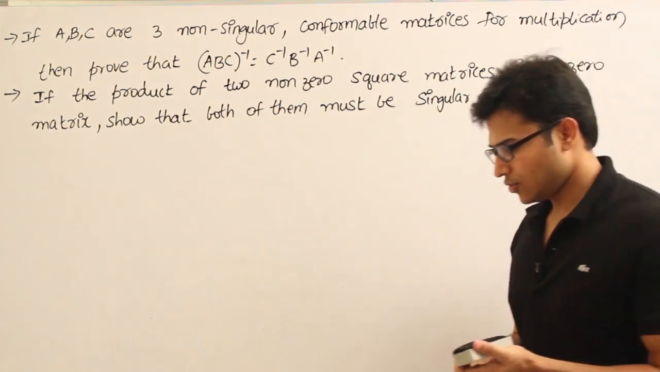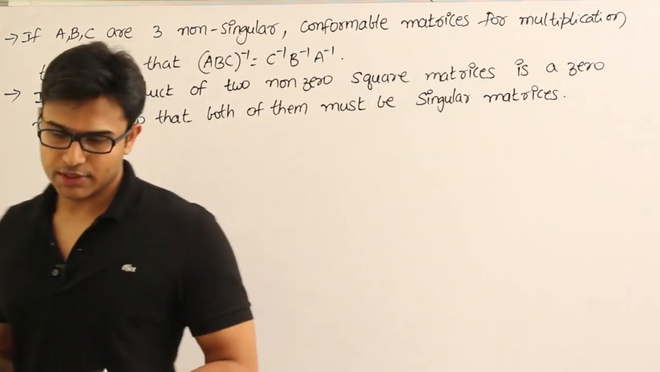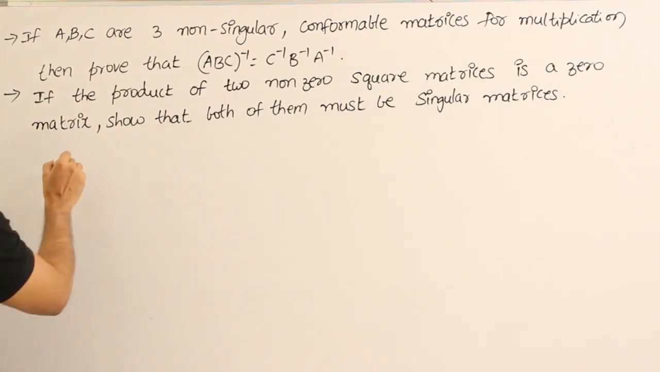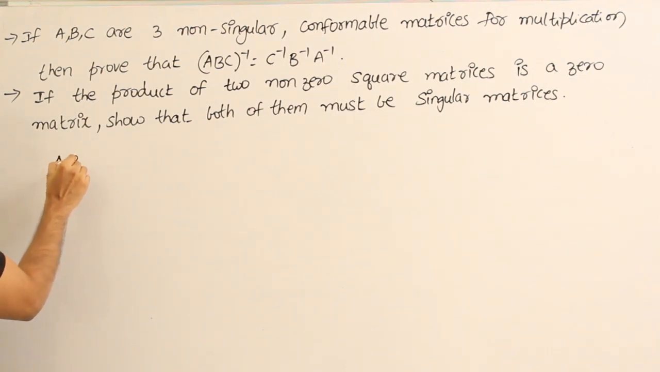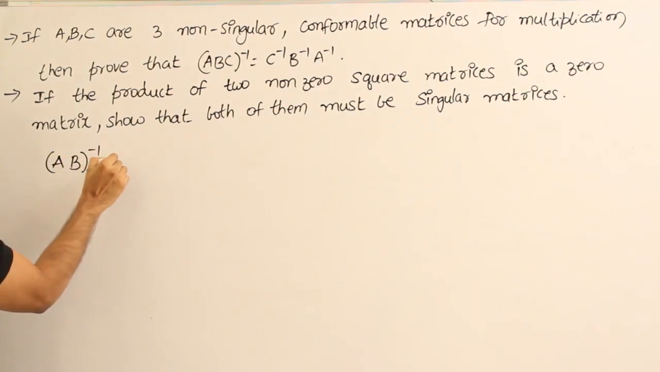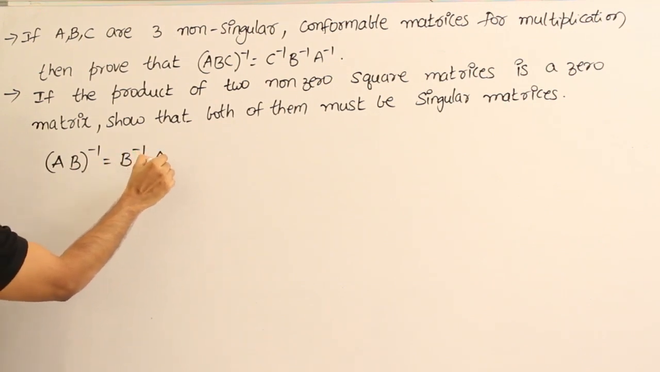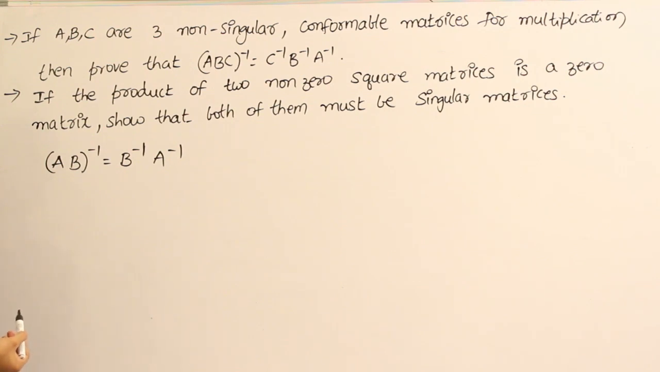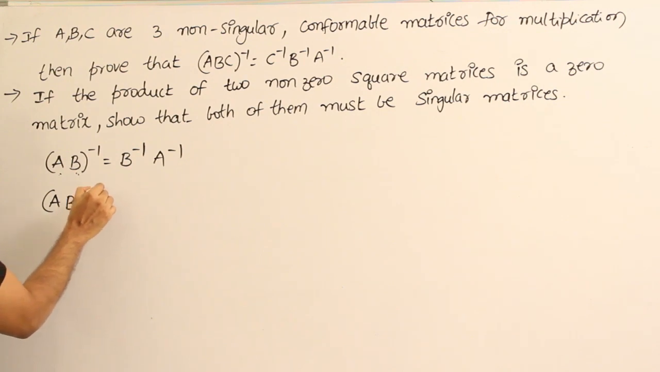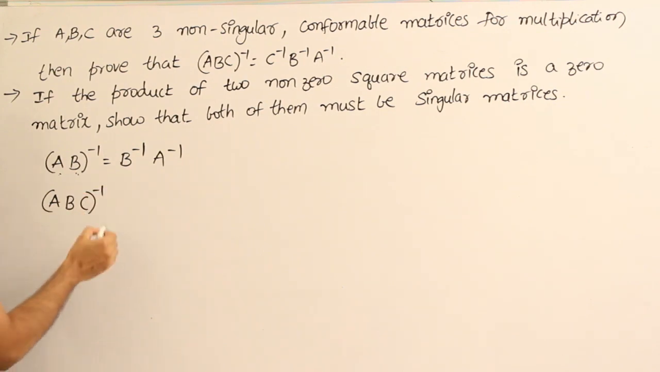We have already shown it for two matrices. We have already given the proof that (AB) inverse equals B inverse into A inverse. This one we already did, right? And I have also given you the proof. Now using this, the product of two matrices, I am just extending it. If you can understand this extension, we can do it even for n matrices.